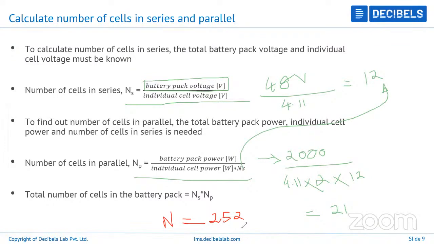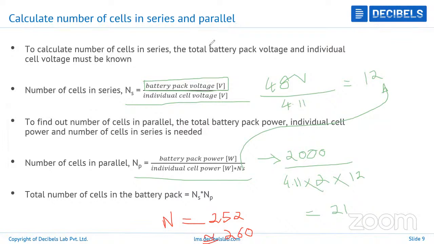Usually we won't stick to this exact number. It's not that we got 252, so we'll stick to exactly 252. We have to give some margin, right? Some safety margin must be there. So we'll take roughly 260 cells. This is because we have to have some safety margin. So we'll have 260 cells. And this is how you'll find the total number of cells in the battery pack.